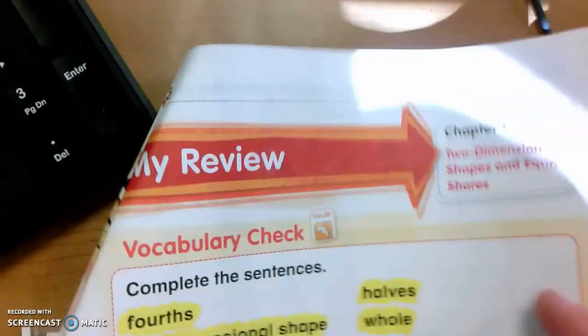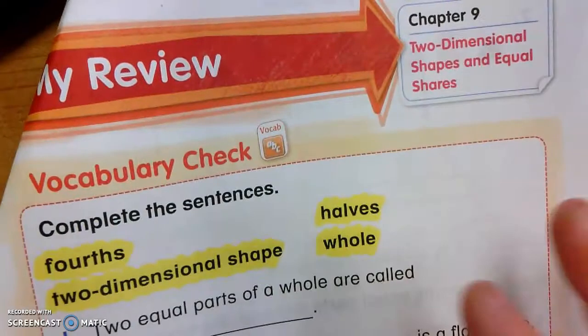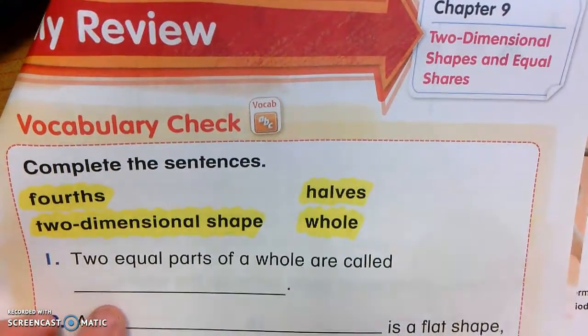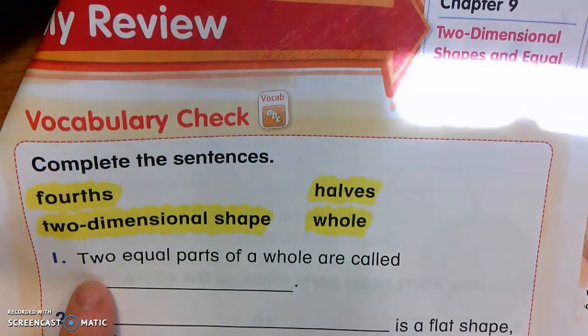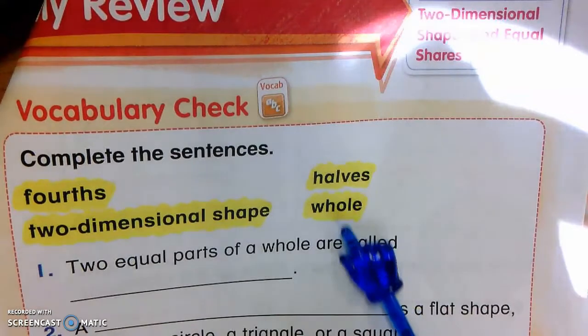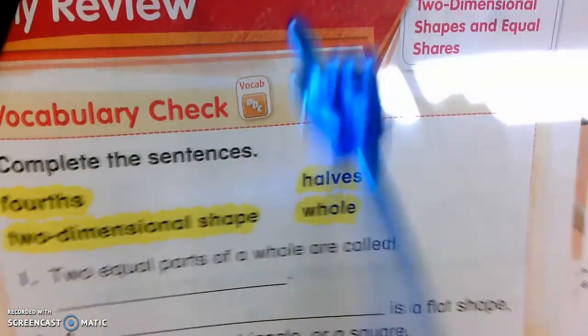Okay, so let's do my review. Let me turn it to the paper. So we have my review. The first thing we're going to do is see if I can get this camera correct. Okay, our review says complete the sentences, our vocabulary check. We have fourths, two-dimensional shapes, halves, and whole. Remember the blue thing here?